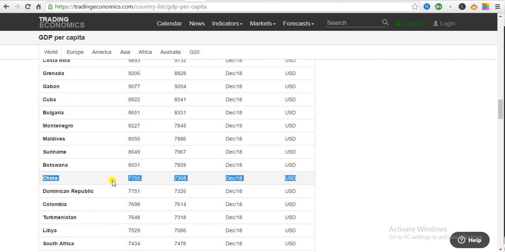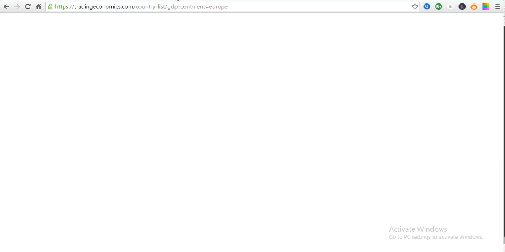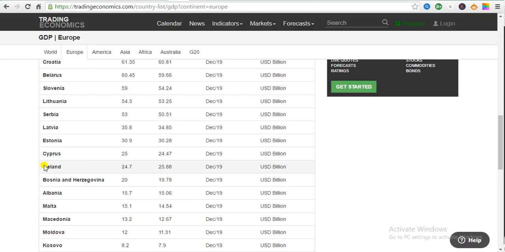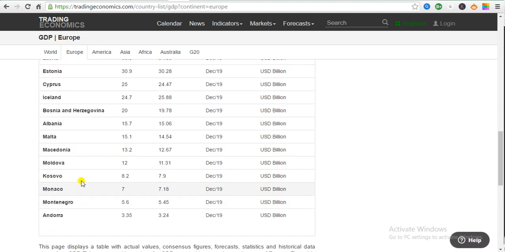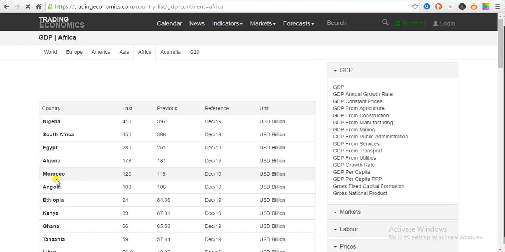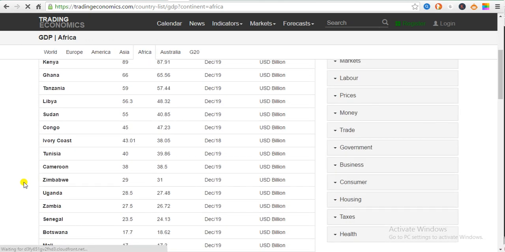Alright. So Botswana has a higher GDP per capita than China. Although Botswana does have a small population, but this is what I was mentioning. So we're gonna come back here and find Botswana. This is it, right? So what is this? GDP numbers in Europe. Alright. I just want to find Botswana.